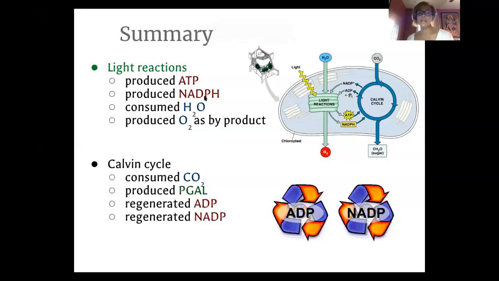So in the end, we took ATP and NADPH from the light reactions here in the thylakoid. We consumed water, replaced hydrogens, lost oxygen. That oxygen is a byproduct. We breathe it in, they respire it. Calvin cycle, so NADPH and ATP are going into the Calvin cycle. They're used to reduce CO2. So CO2 is fixed and then reduced into PGAL. And at the same time, they're regenerating ADP and NADP+ so it can go back into the light reactions.